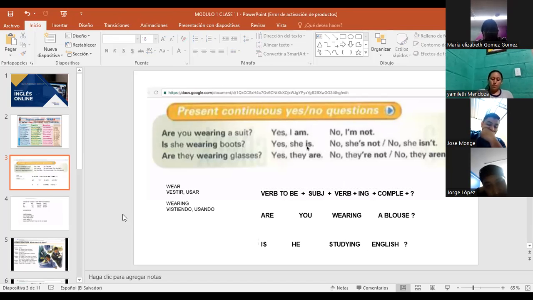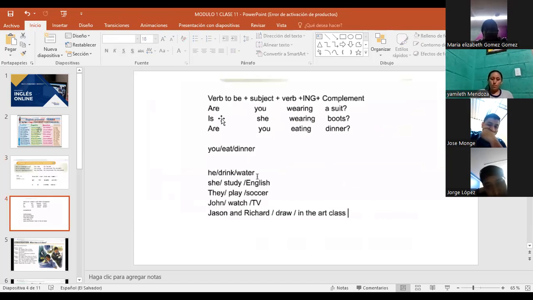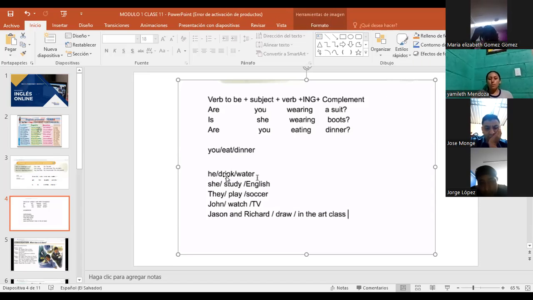So, perfect, guys. Now, let's move on, okay? So, we have here another example, okay? Let me mute. Okay. So, guys, we have here this example, okay? You see verb to be, are, subject, you, verb, plus ing, wearing, complement, a suit, a boots, dinner, you see? Now, guys, let's make this one, okay? You eat dinner. Are you eating dinner? Okay. This one, let's take an example, okay?